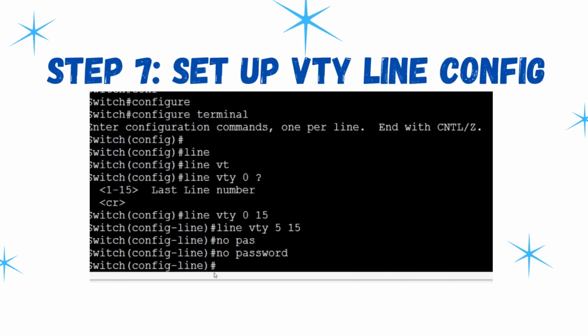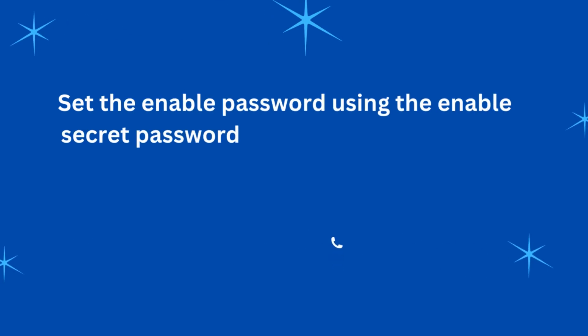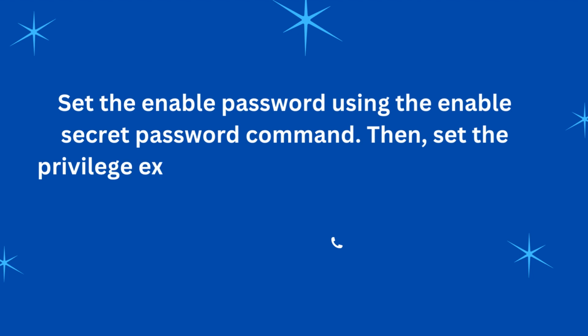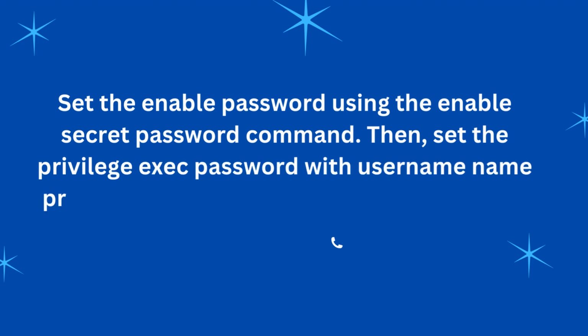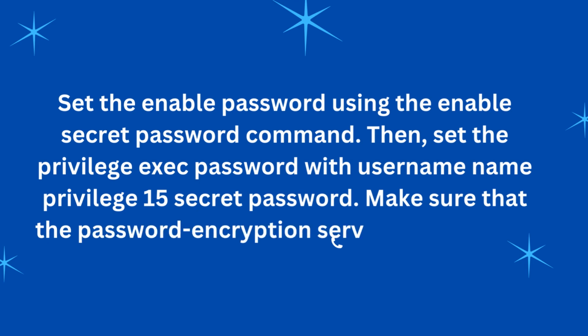Step 7. Set up VTY Line Config. Set the enable password using the enable secret password command. Then, set the privilege exec password with username name privilege 15 secret password. Make sure that the password encryption service is activated.